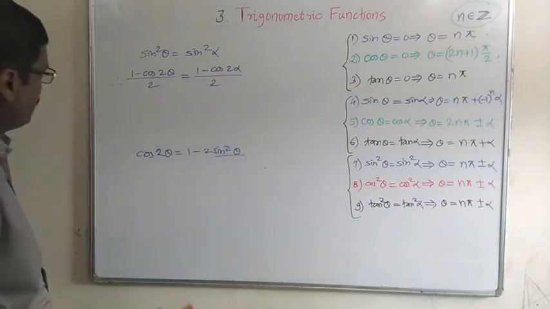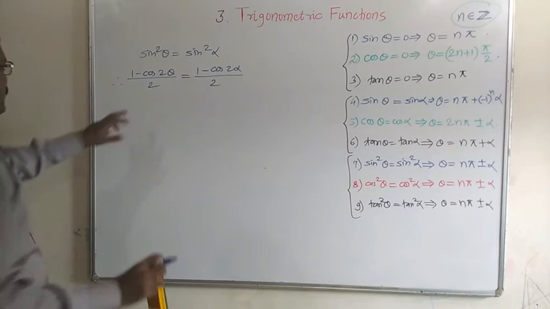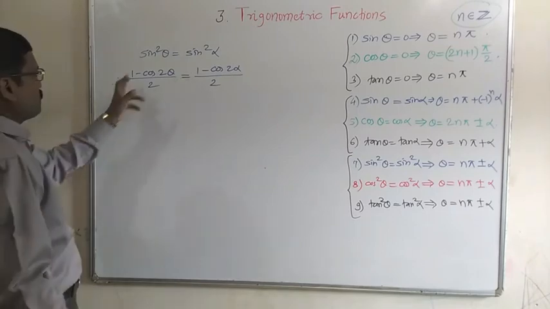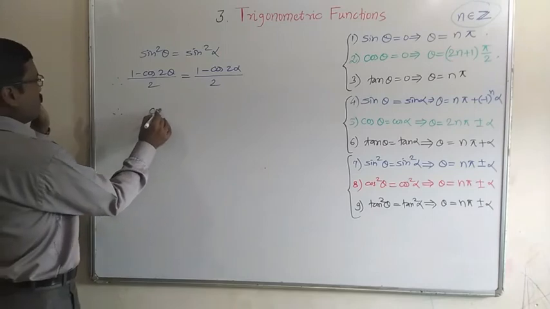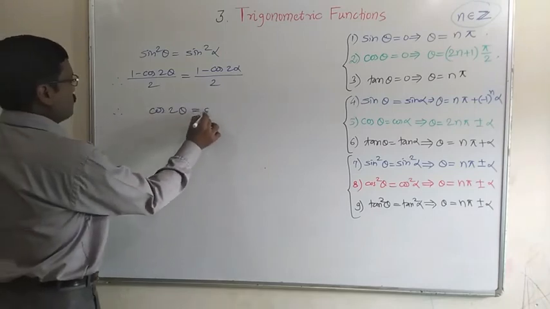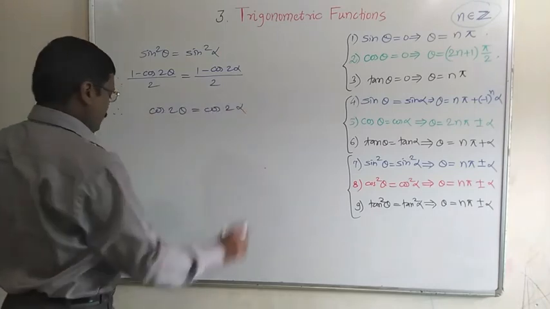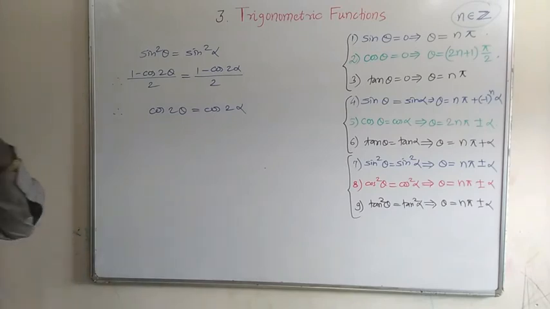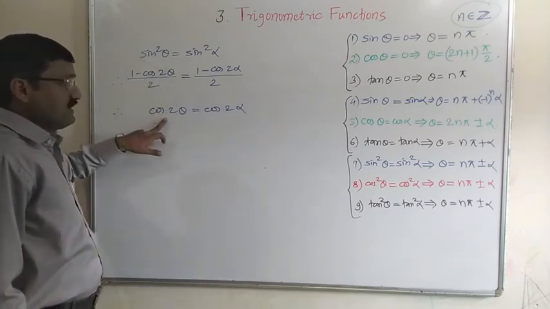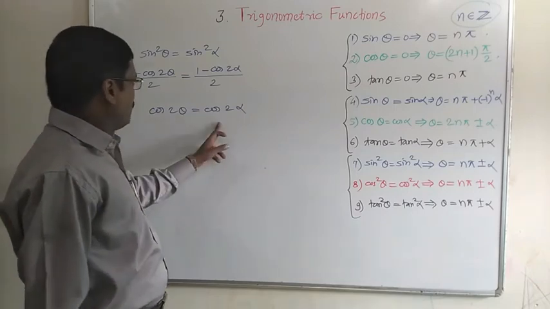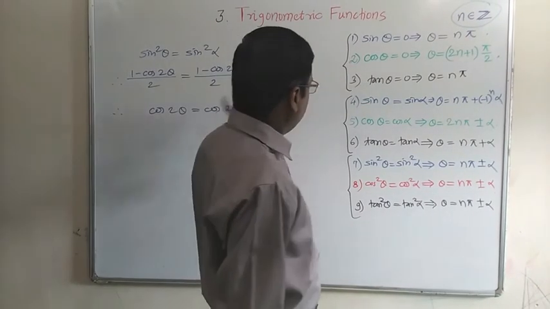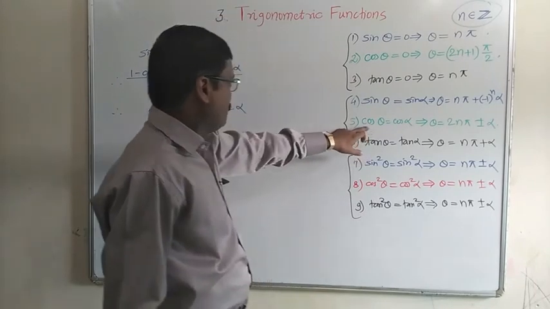So using this result, the 2 will get cancelled, 1 will get cancelled, the negative sign will get cancelled, and there remains once again cos 2 theta is equal to cos 2 alpha. So we have converted these square functions into first degree functions, cos 2 theta and cos 2 alpha. It is similar to the fifth result.